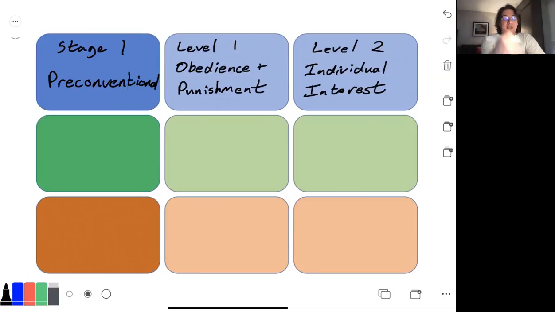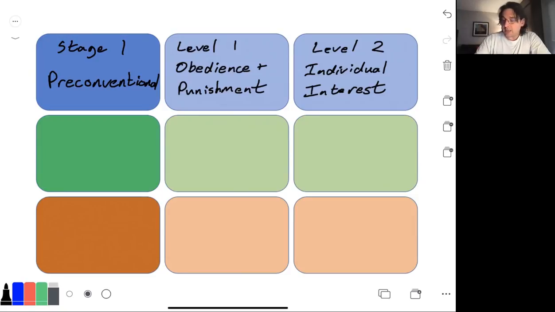So in this case, what do you think somebody at the individual interest level might say about the Heinz dilemma? Well, he might say, yes, he should steal the drug because he wants to get his wife back, right? He wants to make sure that she's going to be alive through this. It may not be for her needs, it may not be for the druggist's needs, but it's more for that individual's needs. It might hurt the druggist, but whatever is most rewarding to him, to steal that drug, because he will save his wife's life, and that's what he wants to do.